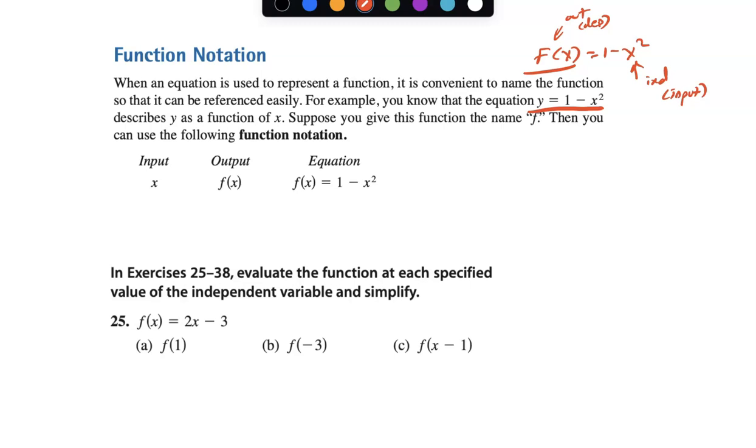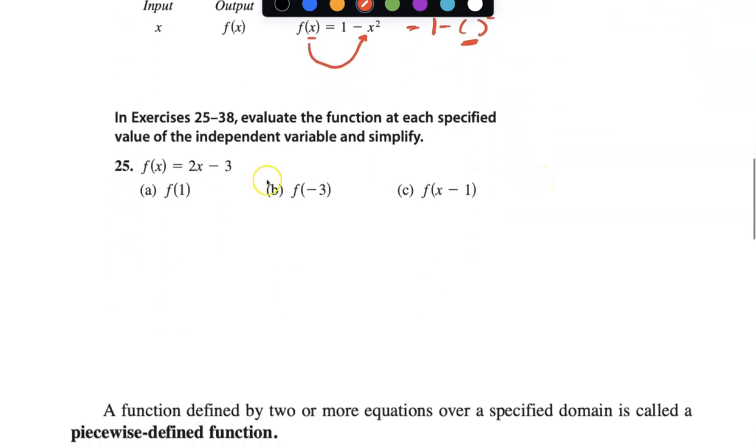The general idea is, whatever you have in here gets plugged in for the x over there. So you can get like 1 minus blah, blah, blah squared. Whatever is in here, you just substitute in for the x. No matter how many x's there are, you just plug them in for all of them. And then you simplify it. And there you go. So let's do a quick example here.